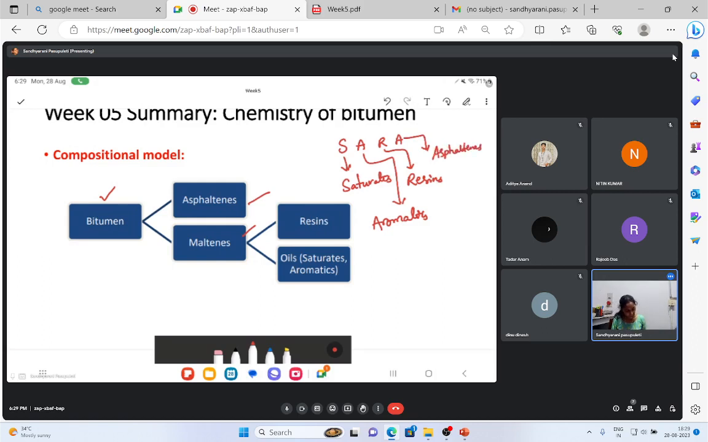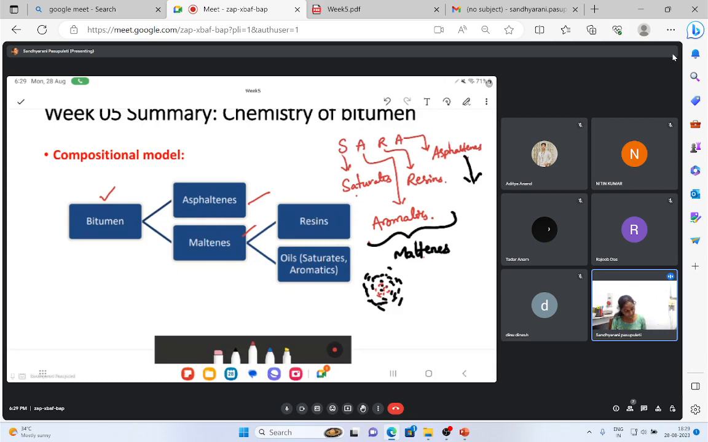So bitumen has SARA fractions: saturates, aromatics, resins and asphaltenes. Out of these four fractions, saturates, aromatics and resins, these three are called maltenes. Asphaltenes are asphaltenes. So when I say maltenes, these are kind of a medium, let us say a liquid kind of medium. So inside these maltenes, the asphaltenes will be present. In order to keep the asphaltenes in a stable condition, we need the peptizing agents, the maltenes.